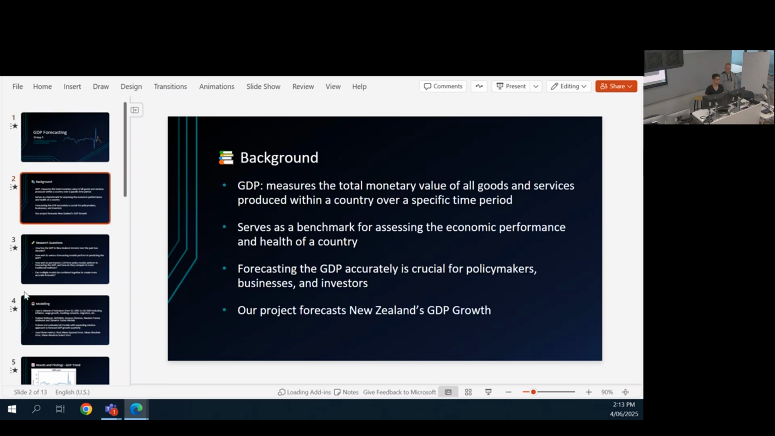First, what is the GDP? The GDP measures the total monetary value of all goods and services produced within a country within a specific time period. So this serves as a benchmark for measuring the economic health and performance of a country. And of course, such an important benchmark would be a useful thing to forecast for policymakers, businesses, and investors.